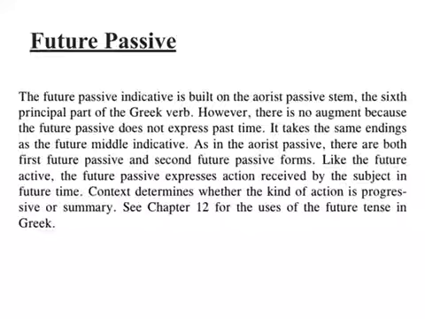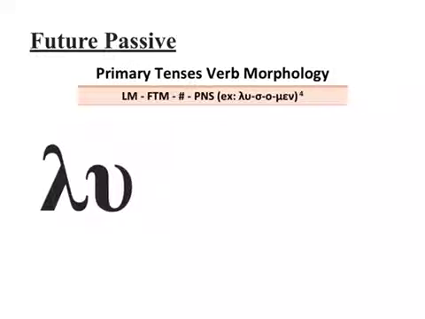It takes the same endings as the future middle indicative. However, we'll just look at it, for example. So you have luō. Now give me a person and number, someone. Pick a number. First person plural. First person plural, and we're going to do first person plural would be luthēsometha.